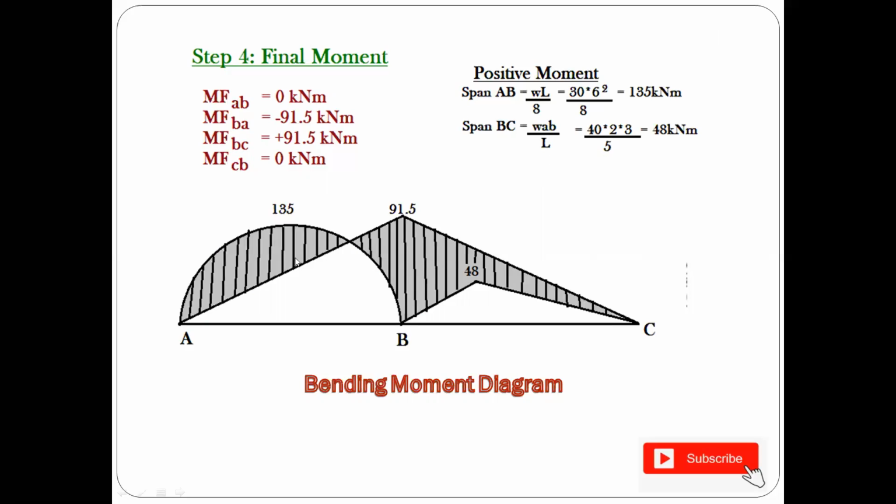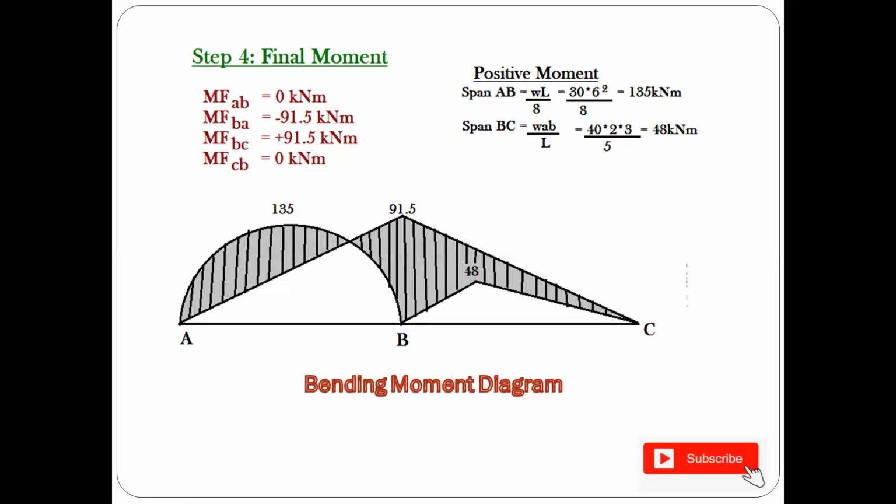So when you draw the diagram for AB span, it should be a parabola as shown in the figure. And for the BC span, it should be a point load with a straight line for BC span. So it's a triangle and a parabola. And after that, you're hatching the extra portion, which is given in the gray color. So this becomes your net bending moment diagram.